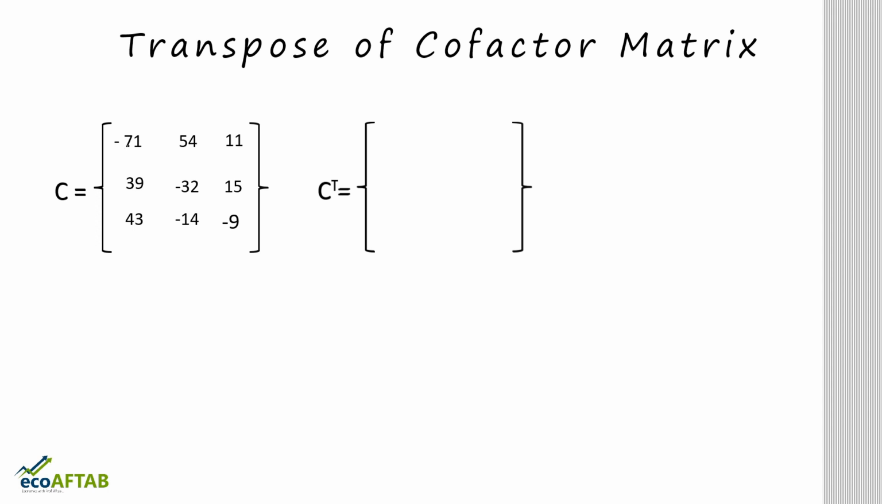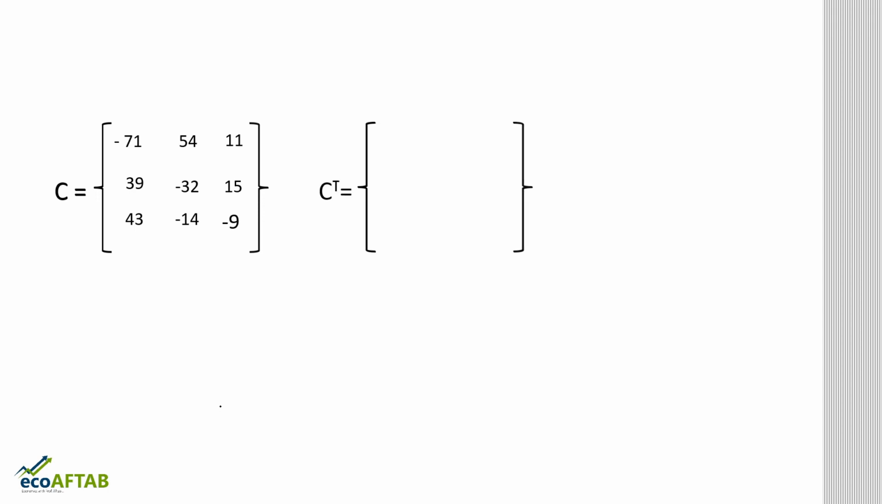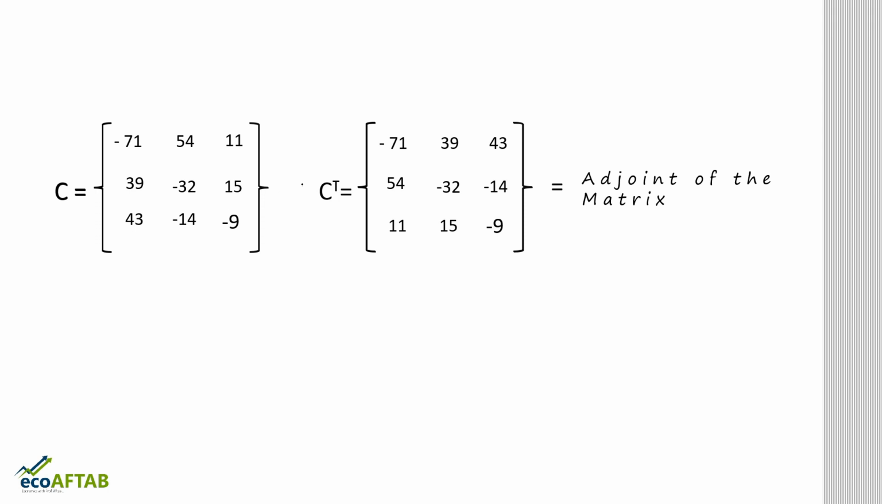Now what has to be done over here? All the rows need to be interchanged as columns. So you can see the first column, minus 71, 39, 43, becomes the first row. Similarly, the second column becomes our second row, and lastly our third column becomes our third row, and this is what is called the adjoint of the matrix.